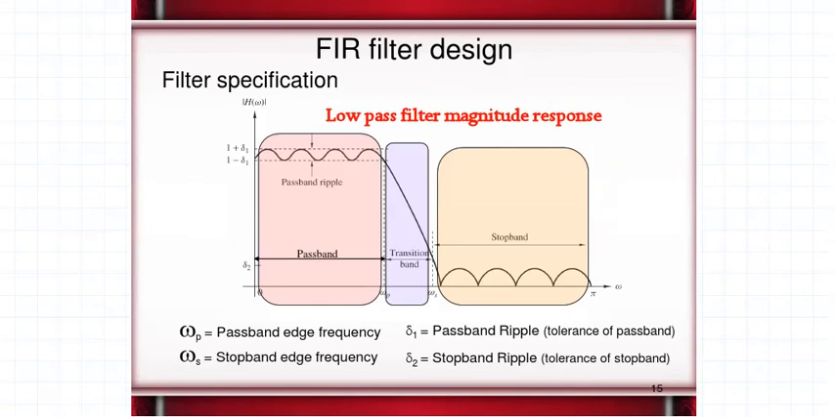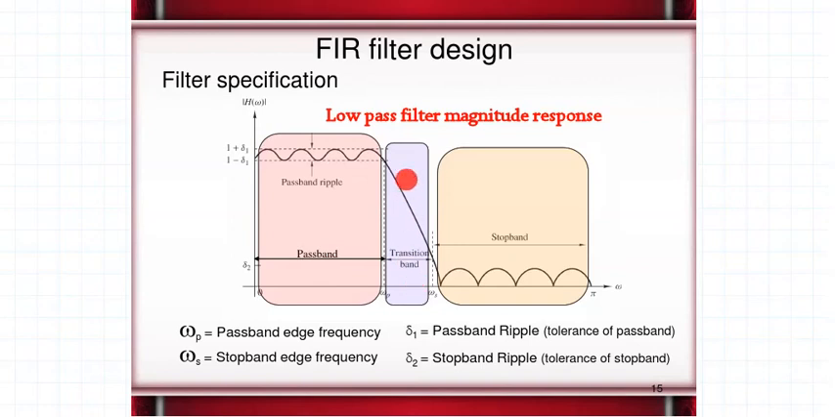Let us understand filter specifications completely. So here is a low pass filter response shown to you. A practical low pass filter response is shown to you. So basically we see three regions in the low pass filter. The first region is the pass band. You could see here, this is your pass band. This is the stop band, and the region between pass band and the stop band is called as the transition band.